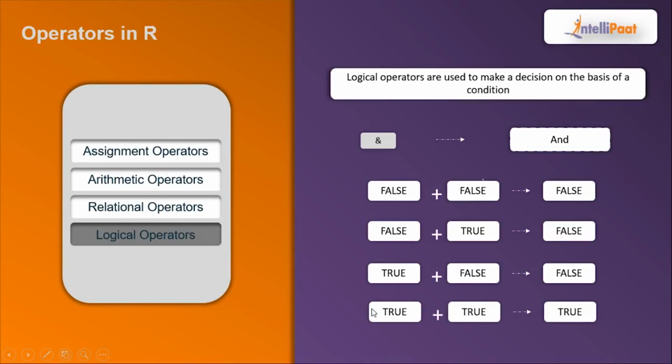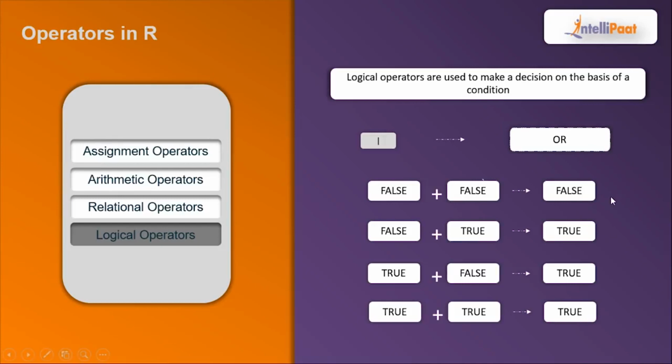So let's take this final case. So over here, this is the only case where both of the conditions have been evaluated to true. That is, the first condition is also true and the second condition is also true. And that is why the final result which we get is true.